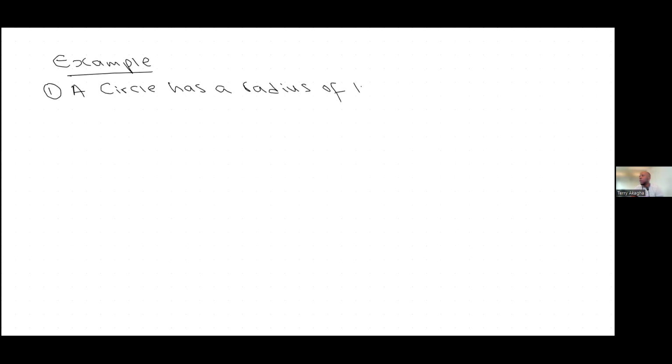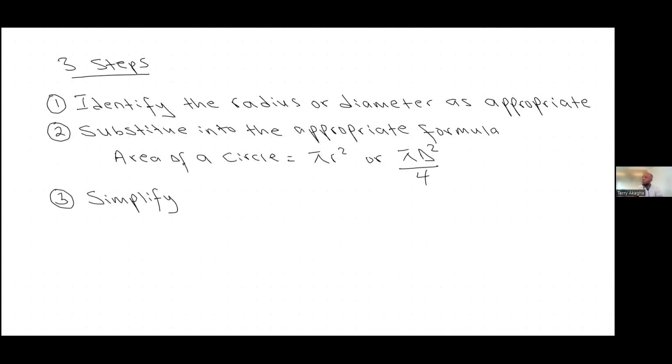Okay, we're now told to calculate the area. The circle has a radius of 10 cm, and we're now told to calculate the area. So the first thing, like I said in the previous slide, is you have to identify the radius or diameter as appropriate. So let's go here. Step 1.